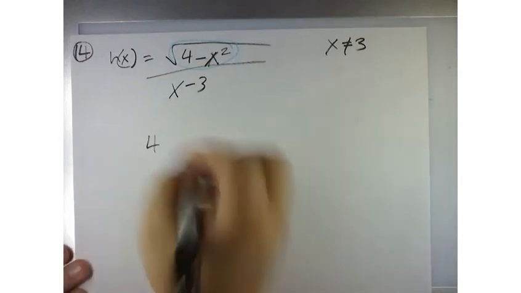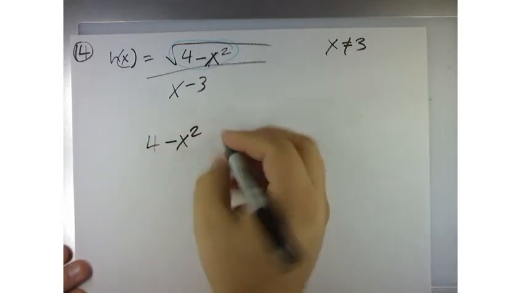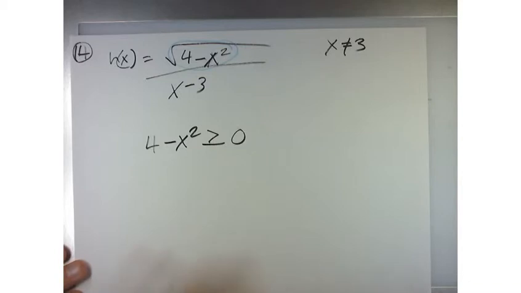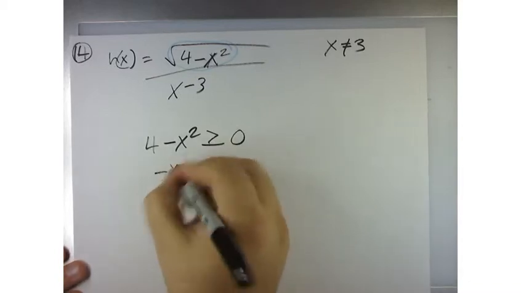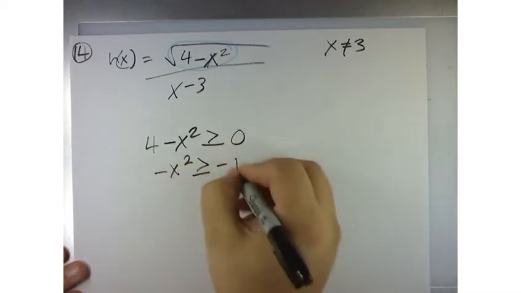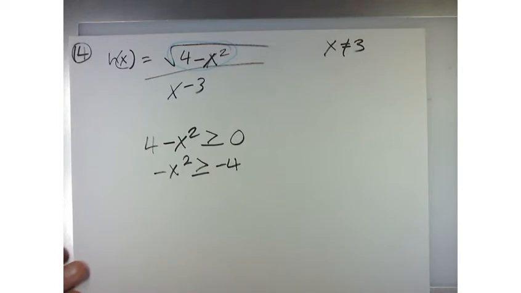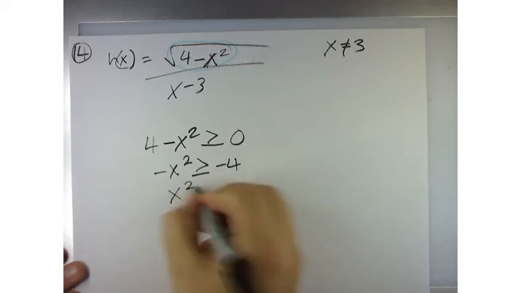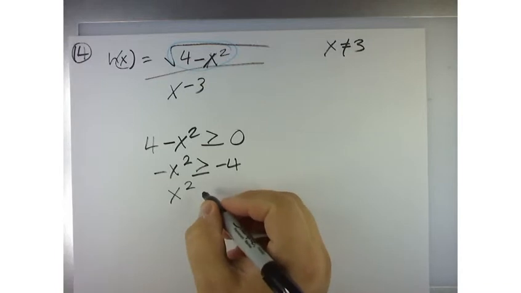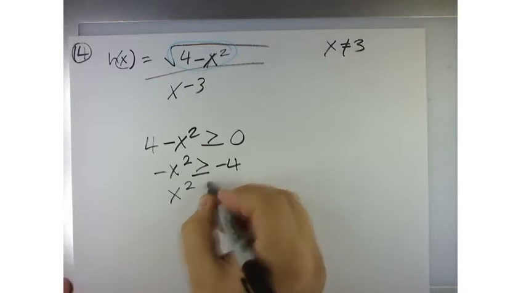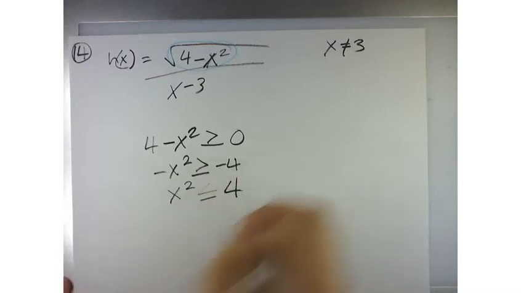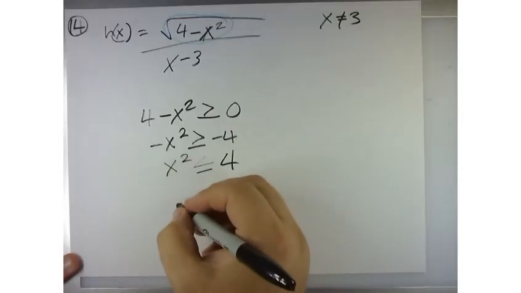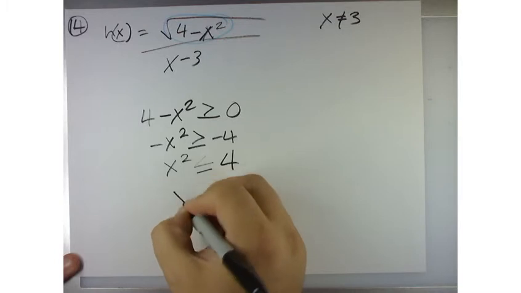So we're going to say 4 minus x squared has to be greater than or equal to 0. I move the 4 to the other side, I get negative x squared is greater than or equal to negative 4. Multiply both sides by negative 1, I get x squared is, now when I multiply by a negative 1, what happens? Flip the inequality. I take the square root of both sides and I get x.